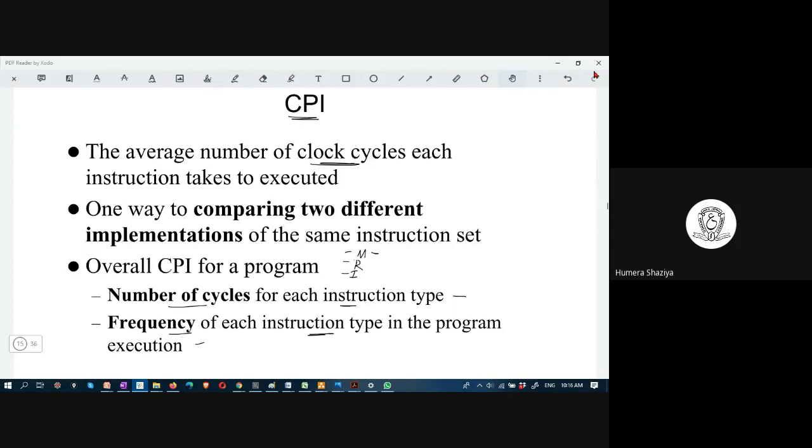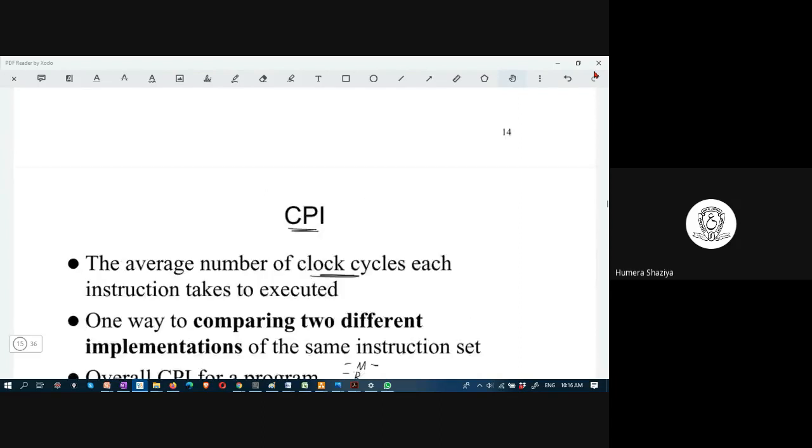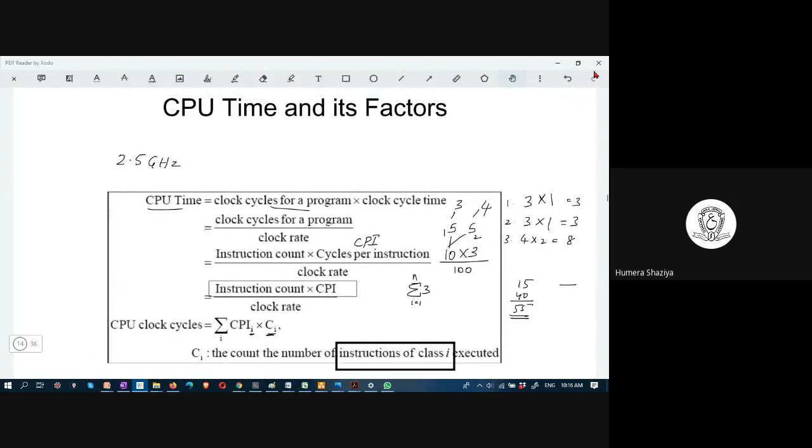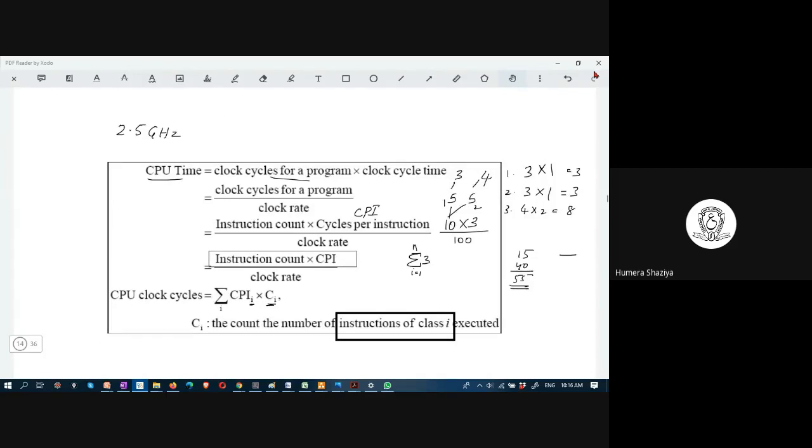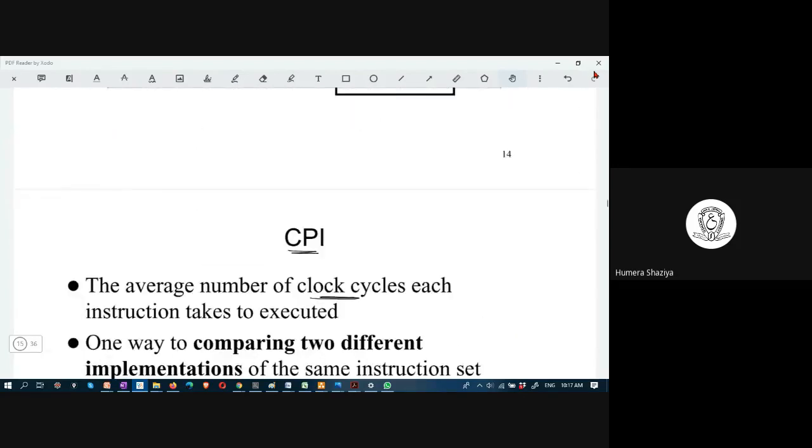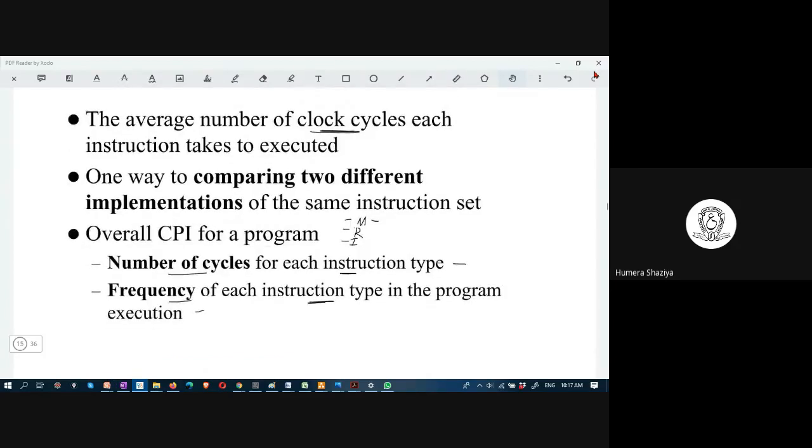This one denotes the overall... If you look at here, we are trying to determine the CPU time. In order to determine the CPU time, clock cycles per instruction was used. Here, CPI sub I, this cycle per instruction, denotes the number of cycles required for one particular instruction. That one we looked at in detail here.